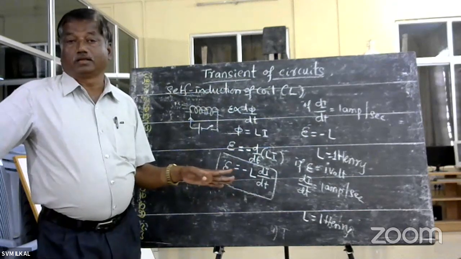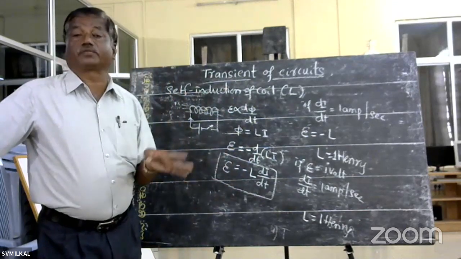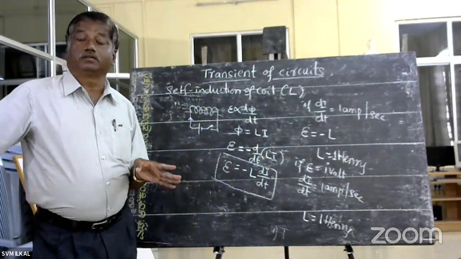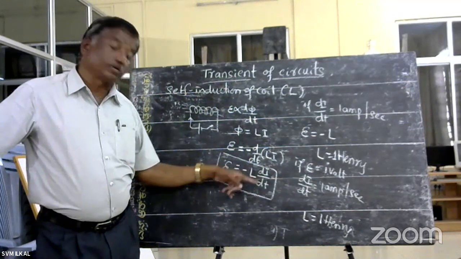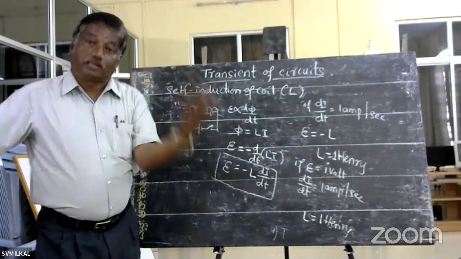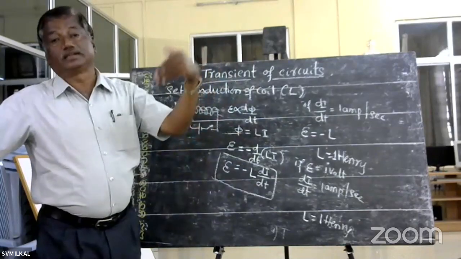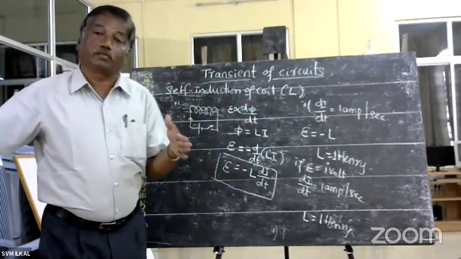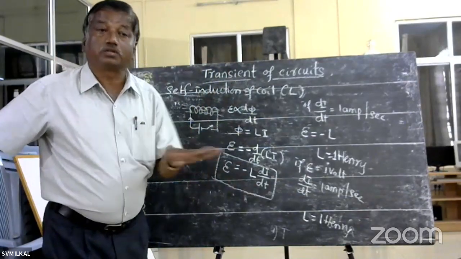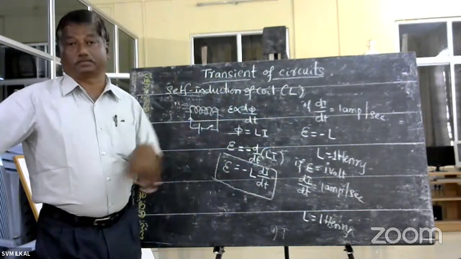the coil. So, generation of EMF in the coil happens only during the change of current, and the current must be increasing or the current must be decreasing. If constant current flows in the coil, there is no EMF induced in the coil.